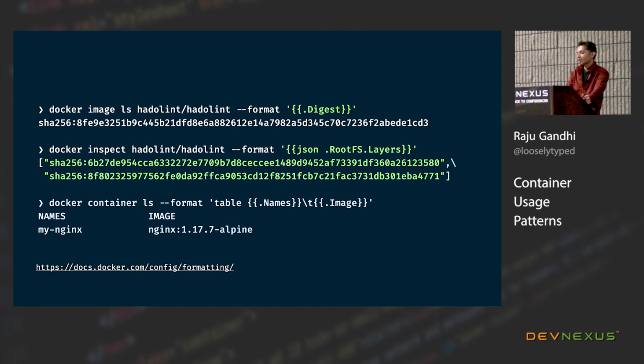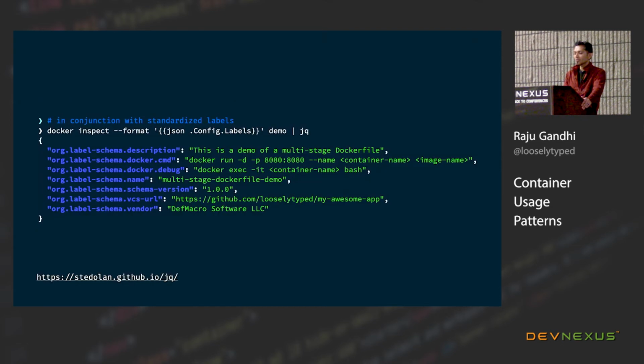Just a quick tip. I tend to use this all the time. Some people don't know that Docker allows you to do Go templating when you're doing things like image ls, container ls. So you can just do a .digest. This is a Go template. Another tool that I use a lot is JQ. Anyone use JQ in this room? JSON query. So I pipe the output of Docker, and then you can just pipe it to JQ and do all your interrogations through that.